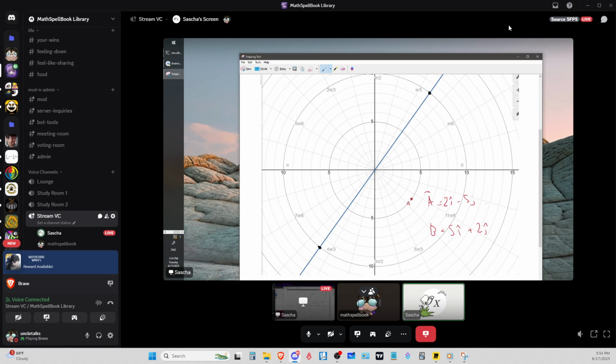So in general, that works in 2 dimensions. If you have a vector given by ai plus bj, and you want some perpendicular vector, what you can do is put bi minus aj. And this will also work.